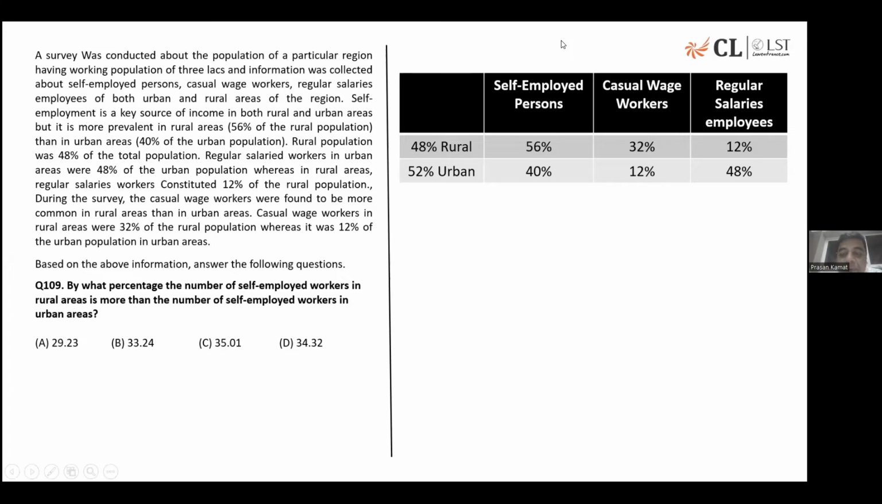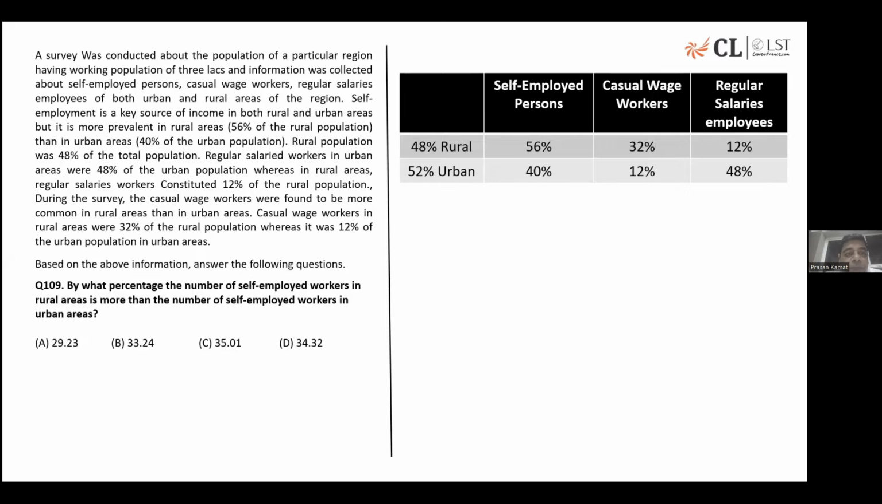Okay, guys. Hi, everyone. So today we are going to look at the quant section of the CLAT paper that happened today. I thought it was a very easy paper, and you should have scored at around 10 marks if you had about 15 to 17 minutes with you. Very easy.